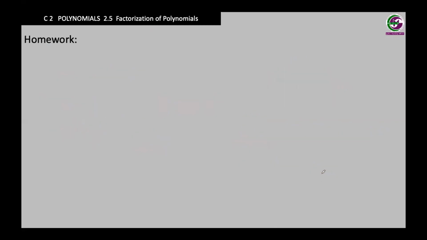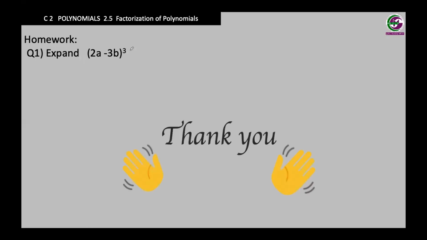That's all for this period. And let's move on to the homework. Expand (x minus y) power 3. So it is x cube minus 3x square y plus 3xy square minus y cube. Just apply this identity and we'll get the answer.